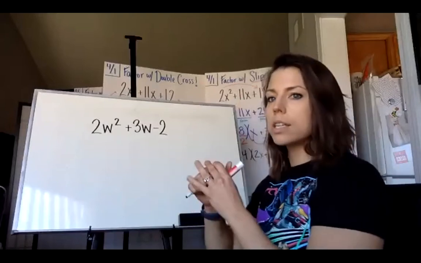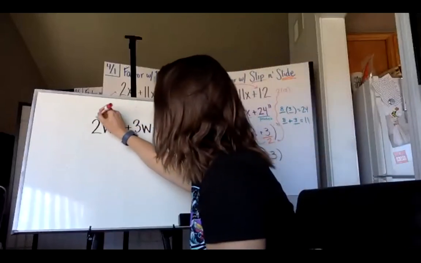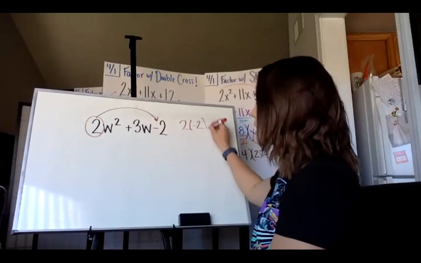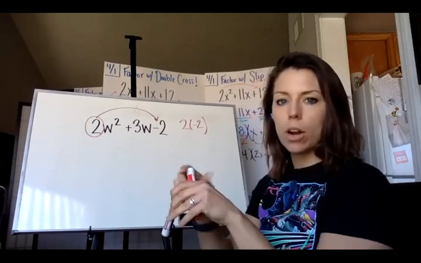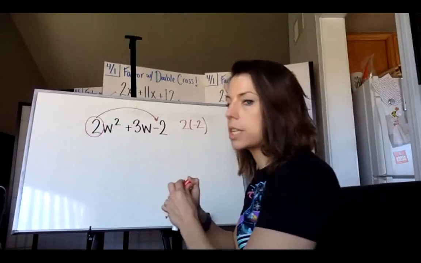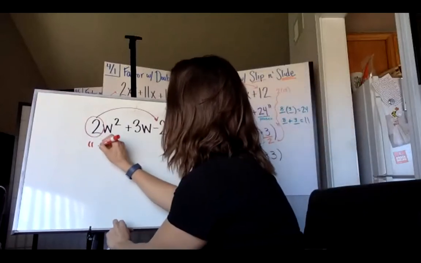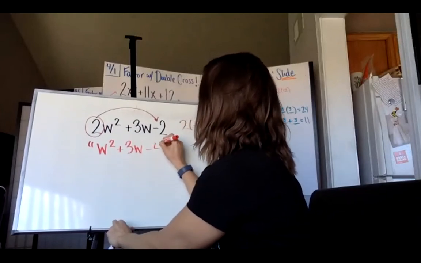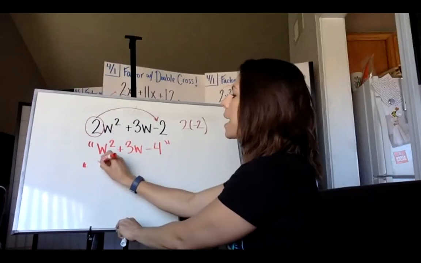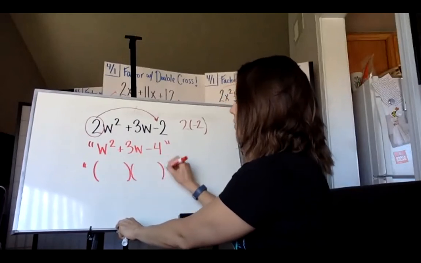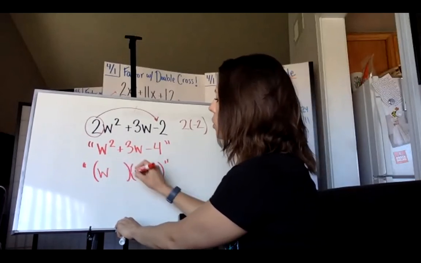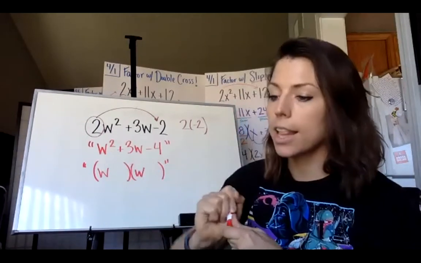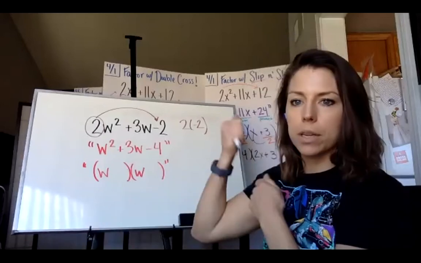So step 1, flip the leading coefficient down to the end. 2 times negative 2. Keep in mind that that is a negative 2. Now we put our new trinomial in quotations. That gives me w squared plus 3w minus 4. And I know my next step is a product of 2 binomials where the first term is w in both, because w times w is w squared. I like to set all of that up from the get-go.